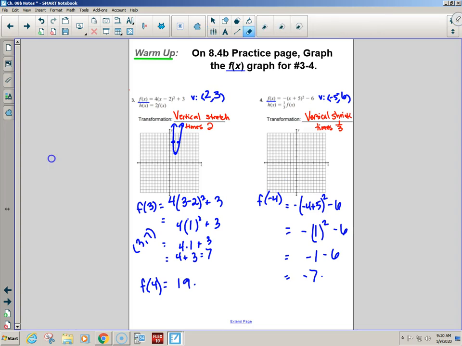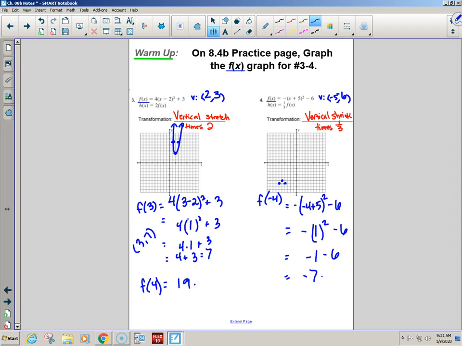I graphed my vertex in the wrong spot. Sorry. 1, 2, 3, 4, 5, 1, 2, 3, 4, 5, 6. Got it. -4 is going to be at -7. Ooh, if I have a point on one side, what can I do? Yeah, I can copy it on the other.